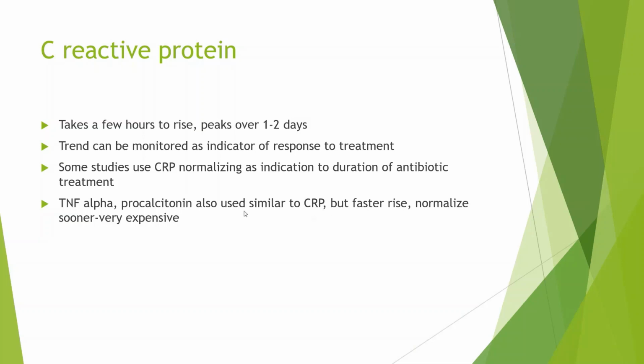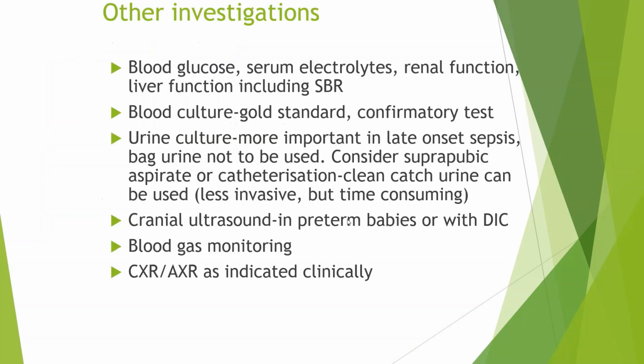TNF-alpha and procalcitonin are also used similar to CRP, but they rise faster and normalize sooner. However, they are more expensive. Blood glucose, serum electrolytes, renal function, liver function should be done.